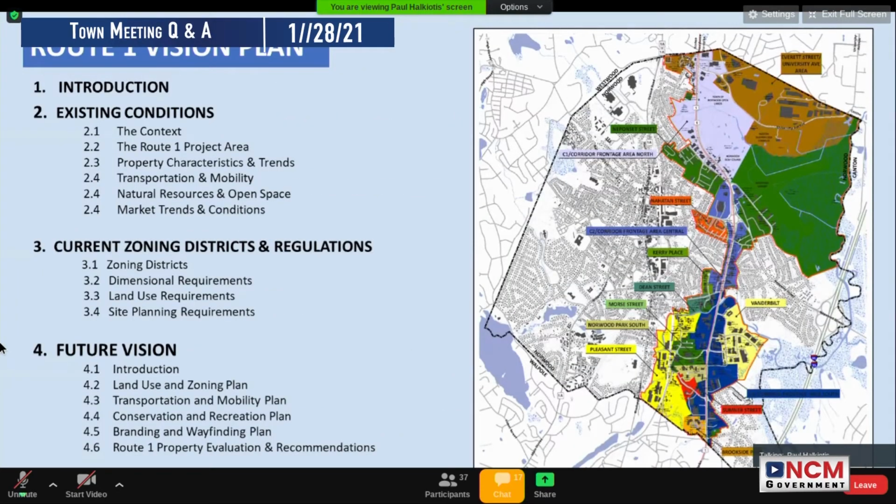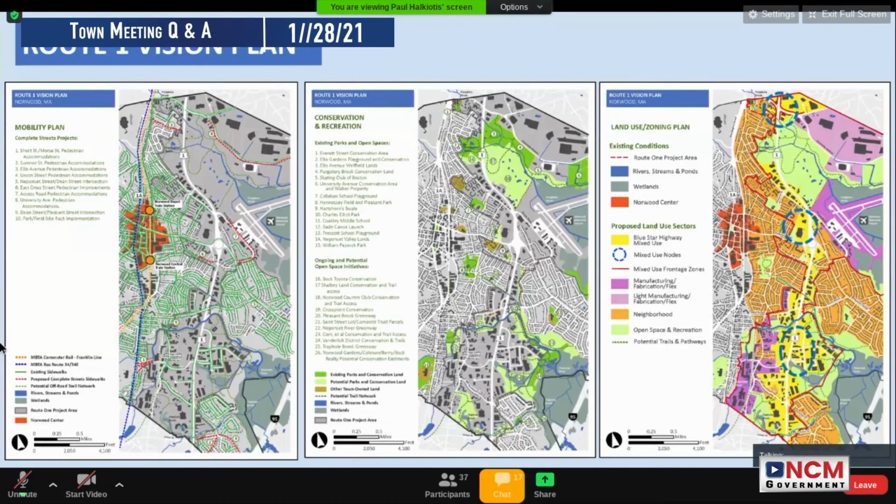Our consultant began the study by inventorying the existing conditions. They looked at what businesses were there, the size of the lots, and the characteristics of the corridor. They looked at market trends and conditions, natural resources, transportation and mobility. Then they looked at the current zoning and all the different zoning requirements within those four different districts along the corridor. From there, we worked with the consultants and developed a vision for what we wanted to see along Route 1 in the future, what kind of things we wanted to have changed. And from that, it led to developing some zoning amendments.